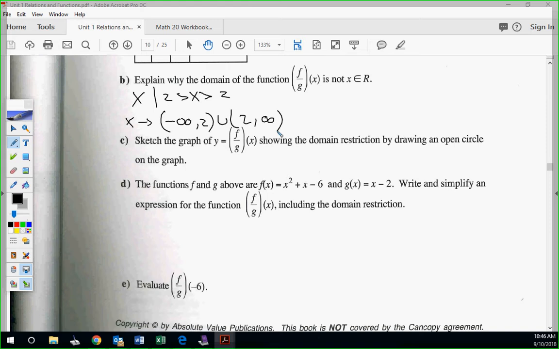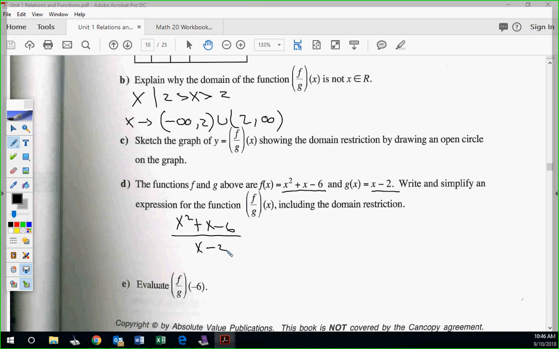Okay. So sketch the graph of f over g. We did that up above already. We put the open circle. Functions f and g above: f of x is x squared plus x minus 6 and g of x is x minus 2. Write and simplify an expression for f over g. So they want us to actually set this up now. So we're going to go this on top divided by this. So we're going to go x squared plus x minus 6 over x minus 2.